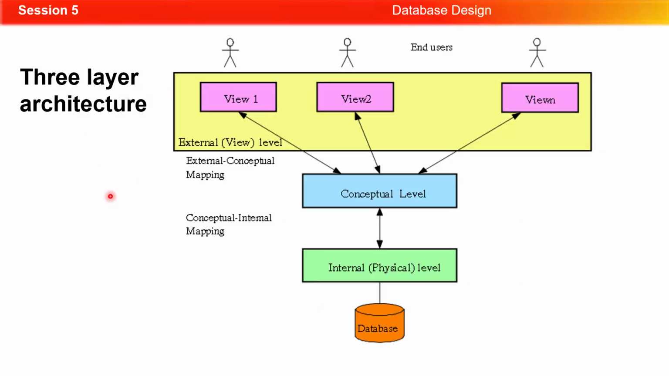And again, the 3-level architecture here, or 3-layer architecture, we have our end users with their particular views. And a view means what data you see, or what data comes back to the user in a result set. Again, here is our conceptual mapping. So here we talk about how the data is actually stored and managed. And then we have our internal physical level that actually gives direction to how the data is actually managed on the host.